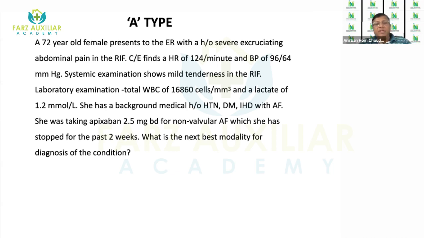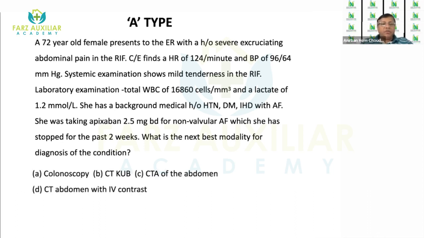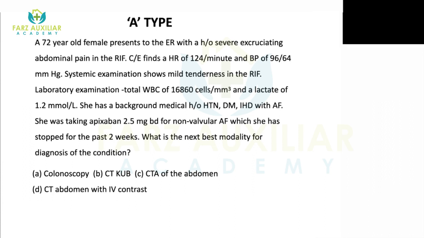She has a background medical history of hypertension, diabetes, ischemic heart disease with atrial fibrillation. She was taking apixaban 2.5 mg BD for non-valvular AF, which she had stopped for the past 2 weeks. Now the question is, what is the next best modality for diagnosis of her condition? The choices are colonoscopy, CT of the KUB region, CT angio of the abdomen, or CT abdomen with IV contrast. I can take 1 or 2 responses. CT abdomen with IV contrast.